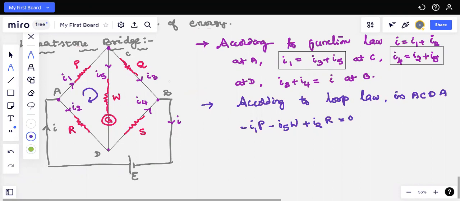Okay, then coming to the next one. This is one loop. And suppose if you want to write the positive values here, I write I1P plus I5W is equal to I2R. Okay, all right, this is one equation. And now try to apply the loop law in which loop? The second triangle loop. And this is C, so CBDC.